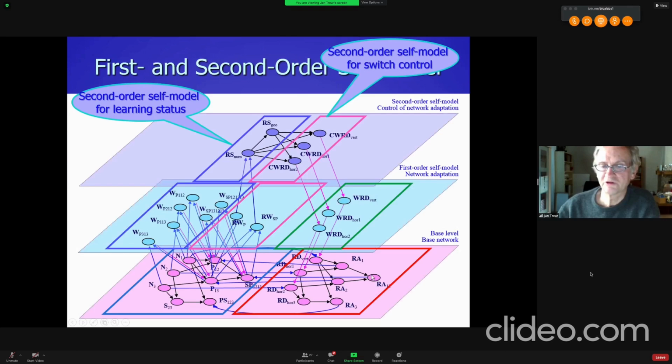So we have the basic level where we have the mental models. Then we have a level where we can adapt the mental models, in particular here. So that's the adaptation level for the mental models. And then we have the control level where we can control these processes.